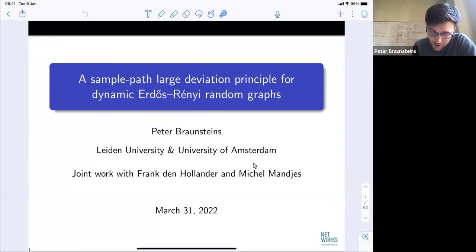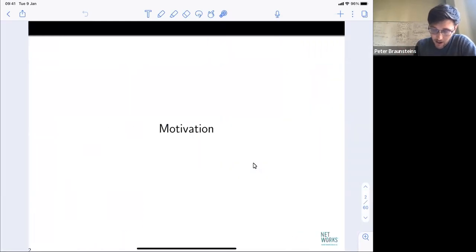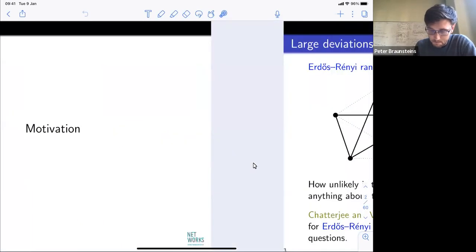So in particular, I want to talk about sample path large deviations. And I also want to introduce the space of graphons, which has led to a lot of innovations in the field of graph theory in the past 10 years. So really three things: sample path large deviations, graphons, and then my research at the end, which involves these things. Okay, so let's start with some motivation.